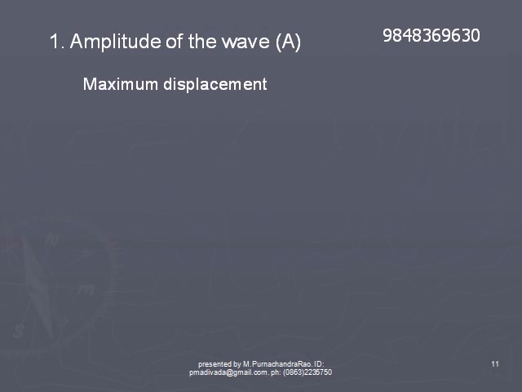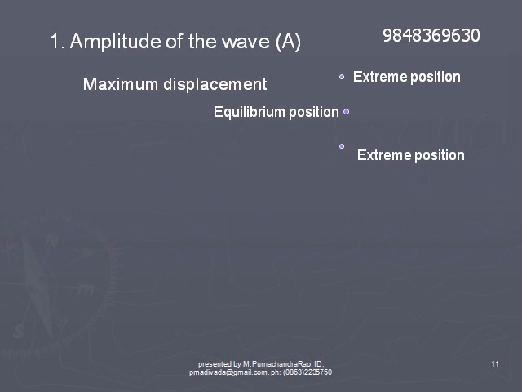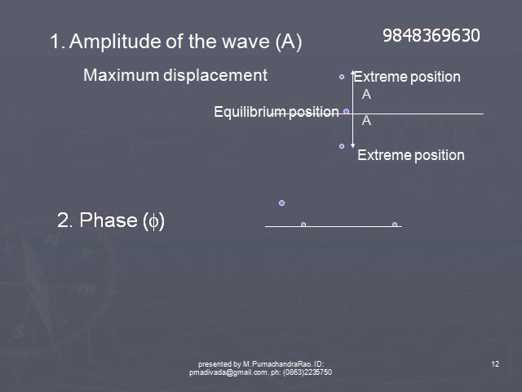First, let us take the amplitude of the wave, represented by capital A. It is the maximum displacement of the particle. The horizontal line represents the equilibrium position, and the point above it is the upward extreme position. Another point in the downward direction is the downward extreme position. The distance from the equilibrium position to either extreme position, upward or downward, is the amplitude of the wave. So amplitude means maximum displacement, which may be in the positive or negative direction.